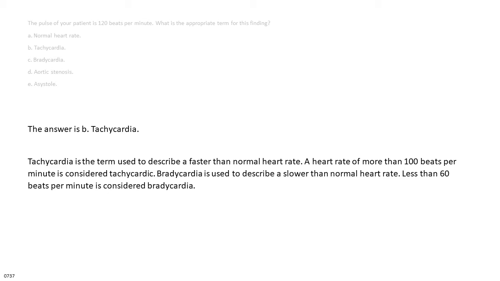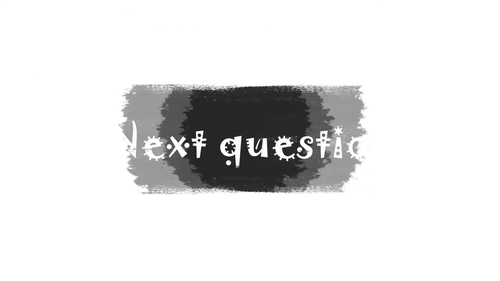Tachycardia is the term used to describe a faster than normal heart rate. A heart rate of more than 100 beats per minute is considered tachycardic. Bradycardia is used to describe a slower than normal heart rate. Less than 60 beats per minute is considered bradycardia.